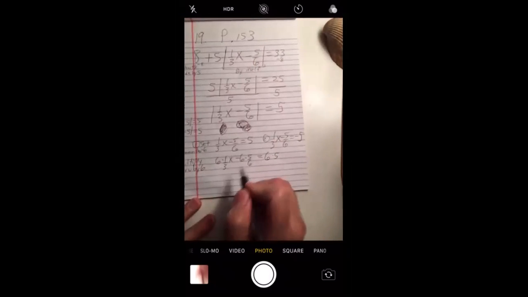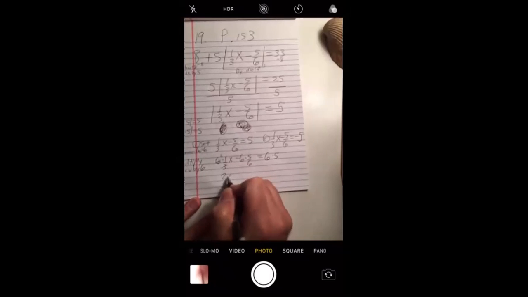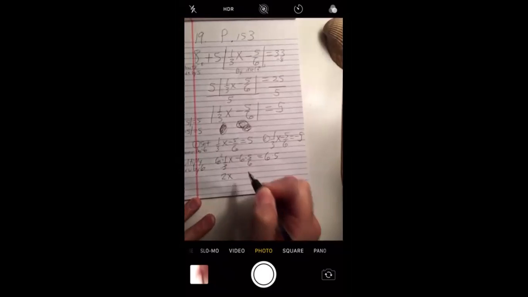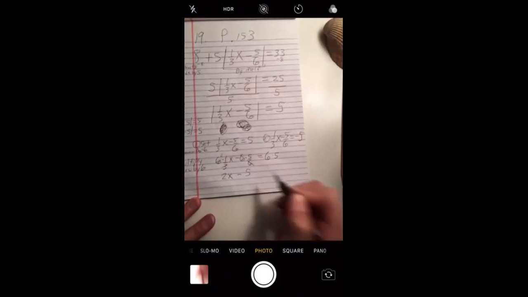So on these fractions, the 3 will cancel into 6 twice. That'll leave a 2x. 6 completely cancels. That leaves a 5 minus 5. Over here, we get 30.